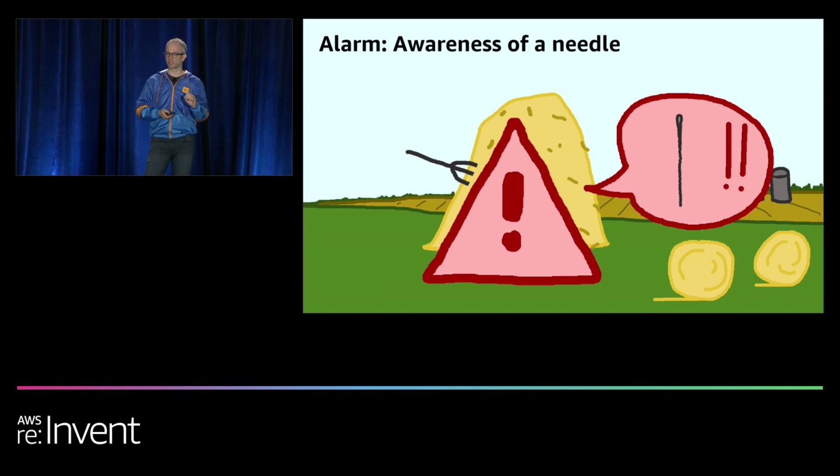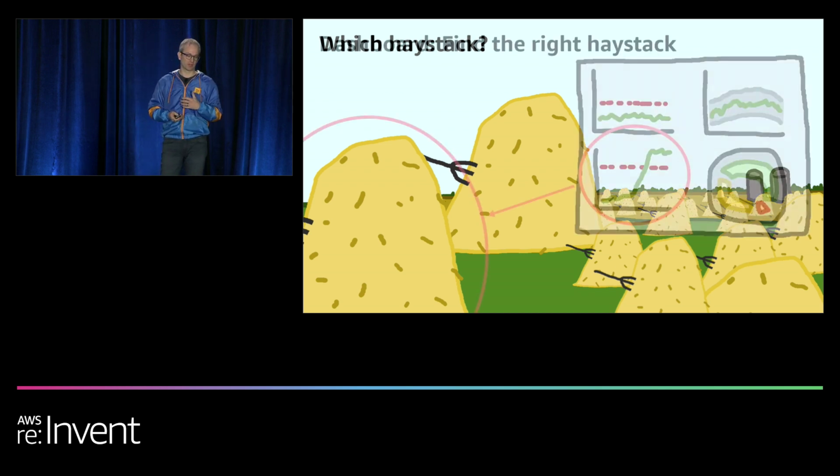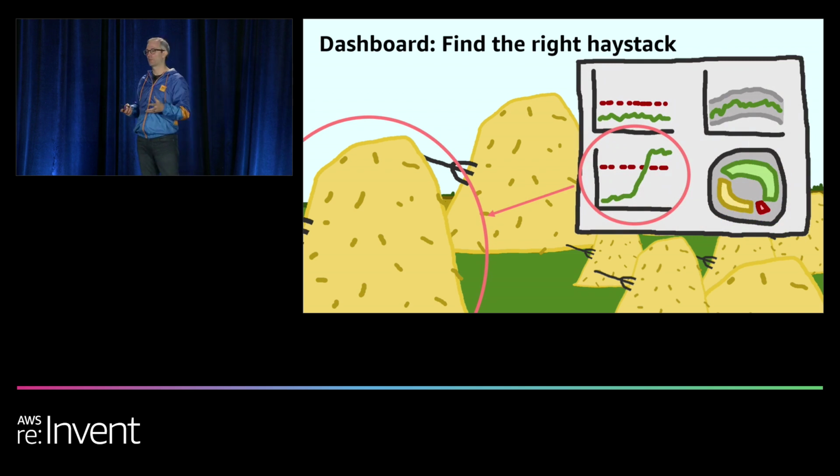So we now know that there's a needle because of alarms. But in a distributed system, the reality is we don't know even what haystack to look in yet. It's a complex system. There are always complex systems, or at least systems with many components. So we don't actually know where to go. So what do we use for that, for observability? Well, we might look at a dashboard.